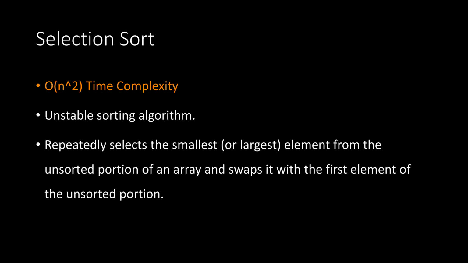Now, selection sort is an unstable sorting algorithm, and the way that selection sort works is we repeatedly select the smallest or the largest element from the unsorted portion of an array and swap it with the first element of the unsorted portion. What this means is that we look at an array and continually grab either the largest or the smallest element. We then place that either at the front or the back of the array, and then we have a sorted array. So let me go over to the whiteboard here and show you how selection sort works.